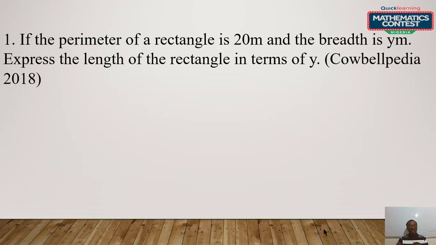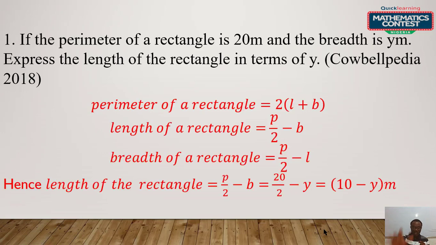The first one says, if the perimeter of a rectangle is 20 meters and the breadth is y meters, express the length of the rectangle in terms of y. This was actually pulled from a Cowbellpedia 2018 question. Before we solve the problem, let's establish some relationships regarding the rectangle. The perimeter of a rectangle is 2 into the bracket length plus breadth.